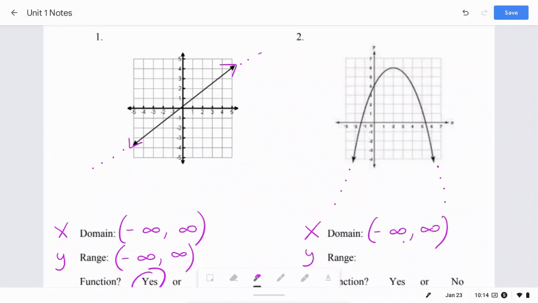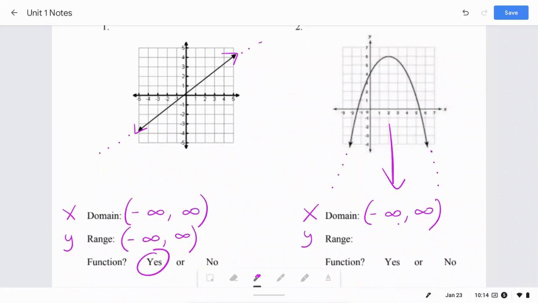And then for the range, how far down is the graph going? It's going to be going forever downwards. So forever downwards is towards negative infinity. And then how far up is the graph going? It actually stops right here at +6. And since we have a number, we always put our numbers with a bracket. And then does this graph pass the vertical line test? It does. So yes, this graph would be a function.